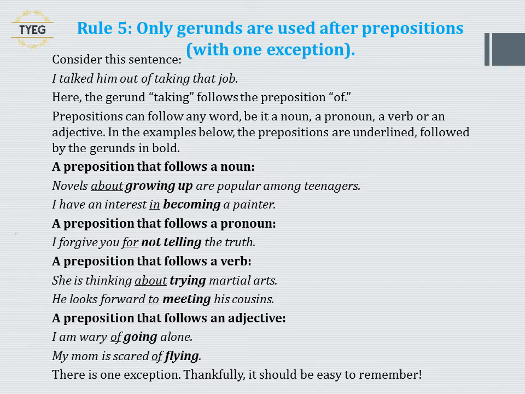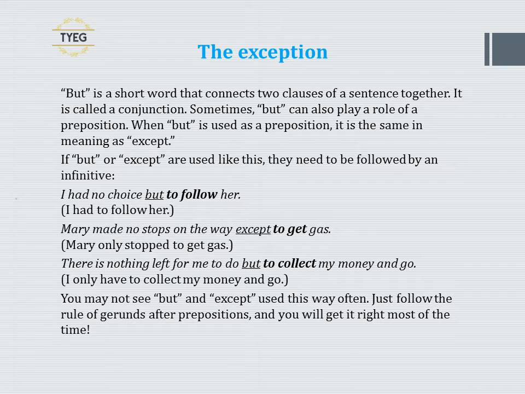There is one exception. Thankfully, it should be easy to remember the exception. But is a short word that connects two clauses of a sentence together. It is called a conjunction. Sometimes, but can also play a role of a preposition. When but is used as a preposition, it is the same in meaning as except. If but or except are used like this, they need to be followed by an infinitive.